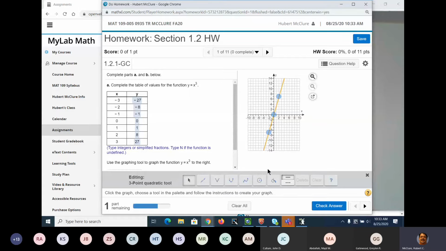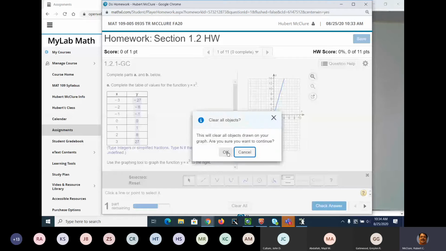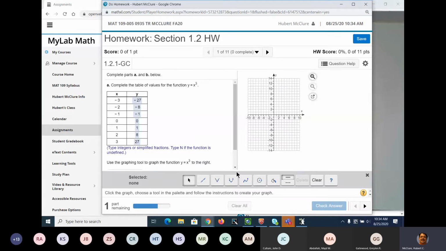Oh, because I can't do negative 3 and negative 27. I can't do that. So I don't know. Anybody have a suggestion? I don't know how they're going to graph it. How do you clear it? Can I clear it? There we go. Okay. Oh, click the curve. I clicked the parabola. I'm sorry.